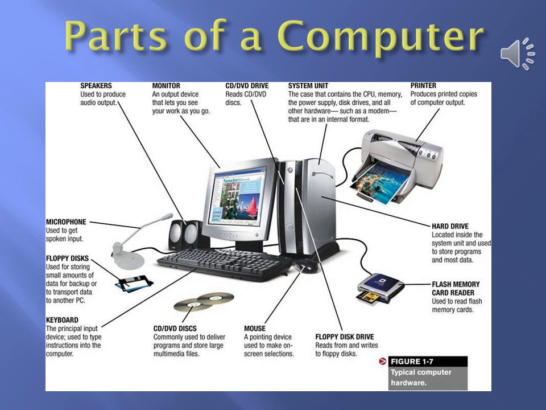There's a picture of that monitor, and it's an output device that lets you see how it's working and what you're working on as you go, and it displays it out to you, kind of like a television. A CD, DVD drive, it reads your CDs and your DVD discs, and it's kind of hard to see in this picture, but you would know what it is on your computer. It's what you put those disks in.